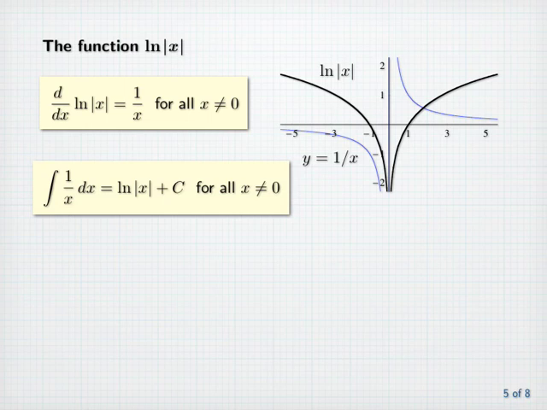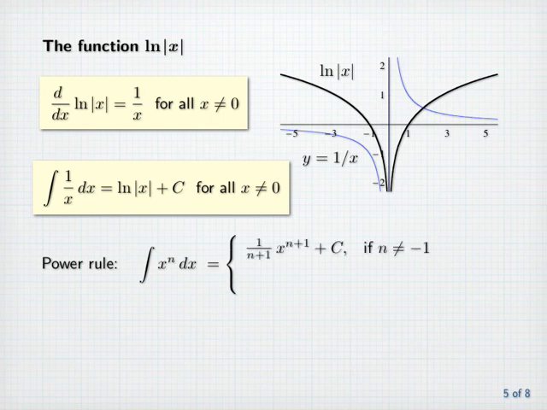We can now state a power rule for integration that covers all exponents. The indefinite integral of x to the nth power dx is equal to 1 over n plus 1 times x to the n plus 1 plus c if n is not equal to minus 1, which we already knew, and if n is equal to minus 1, it's the natural log of the absolute value of x plus c. So we've now learned about the exceptional case in the power rule.